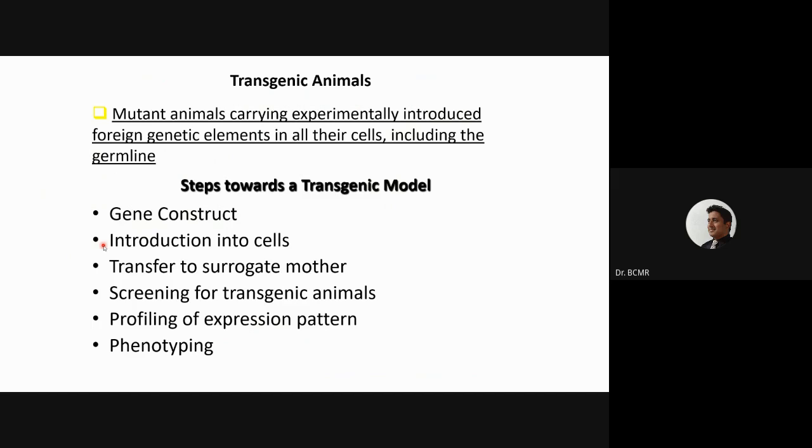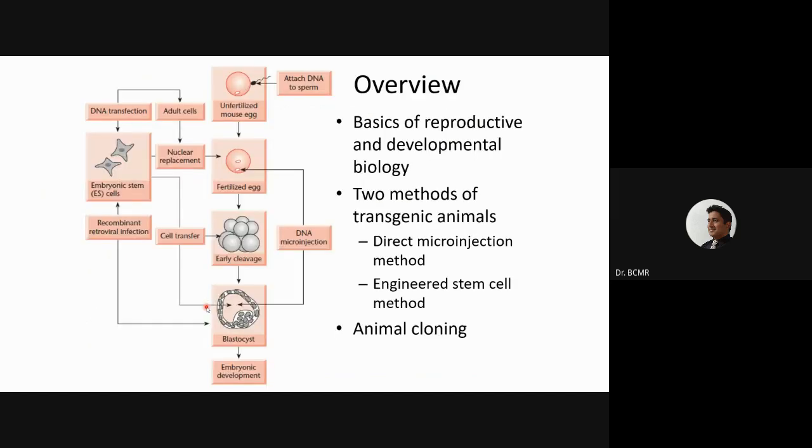And then how do we put it into the cells? Then how do we raise the organism from it? From modification of the gene, constructing recombinant DNA, putting it into the cell, raising an organism from it. And then how do we characterize, and then how do we study? The rest is about study, how much is expressed and other things. But from here to here, we have a lot of things to perform. So the overview is something like this.